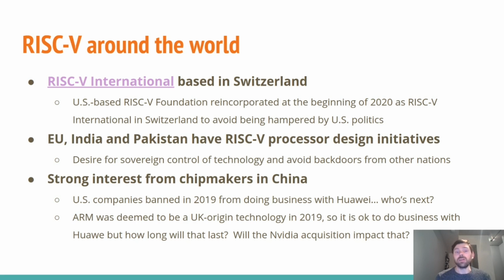There's also strong interest from chip makers in China. So if you remember back in 2019, US companies were banned from doing business with Huawei. And I think there's concern there of what company might be next. ARM ultimately was deemed to be a UK origin technology, so they could continue to do business with Huawei, but how long will that last and how will the NVIDIA acquisition impact that?